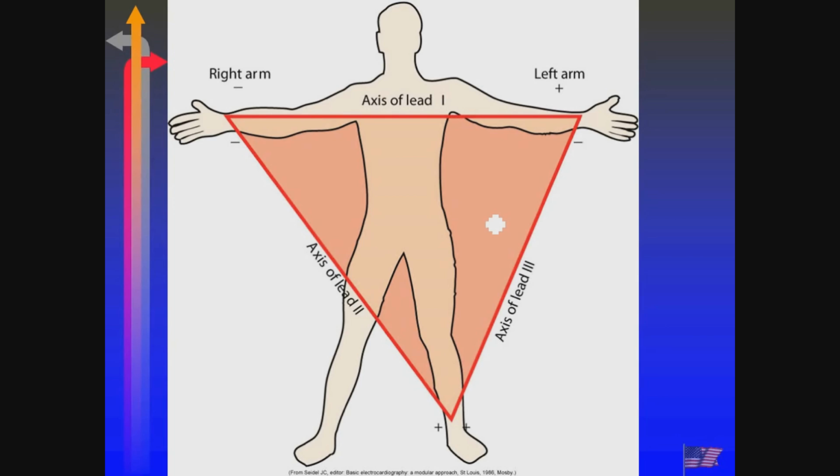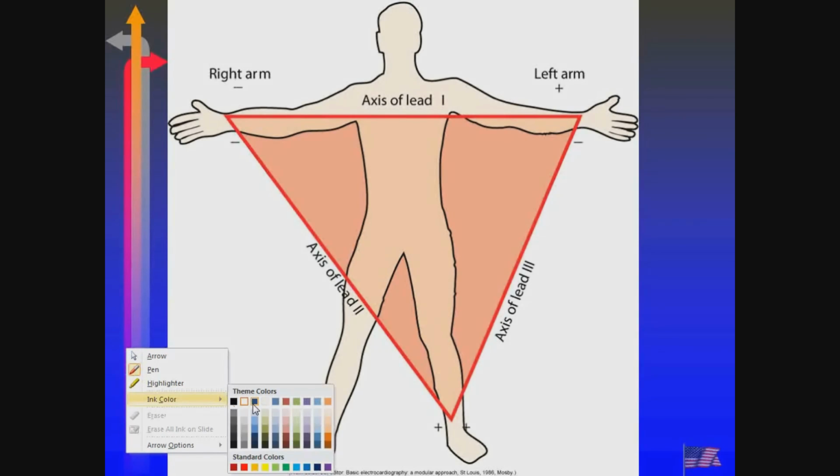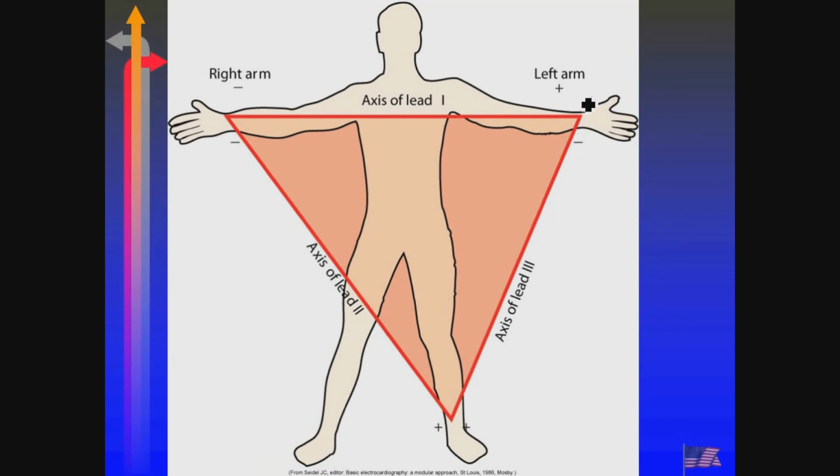By the way, these 10 electrodes that I'm putting onto somebody's chest, 4 of them go onto the arms and legs, 1 on each arm, 1 on each leg. The remaining 6 go on the chest. From those 10 electrode placements, I can generate 12 different views. Lead 1 goes in this direction, so I'm looking at the heart from right to left.